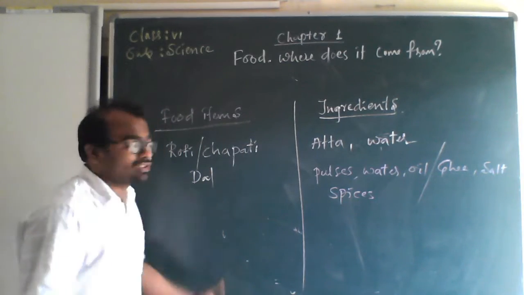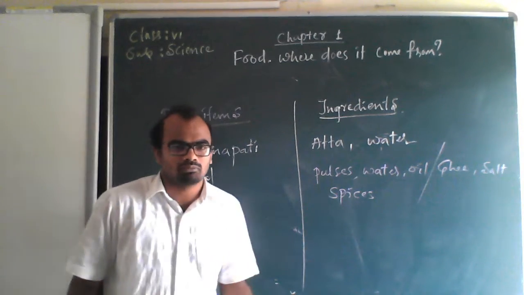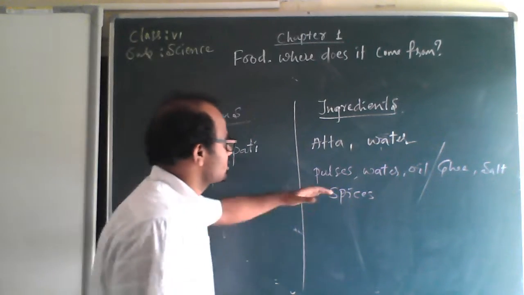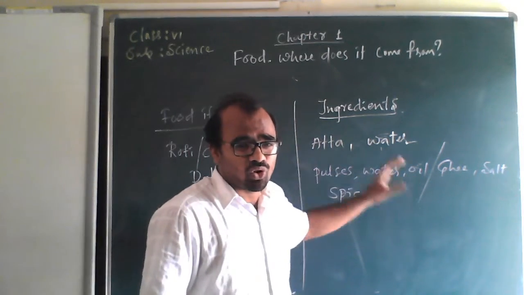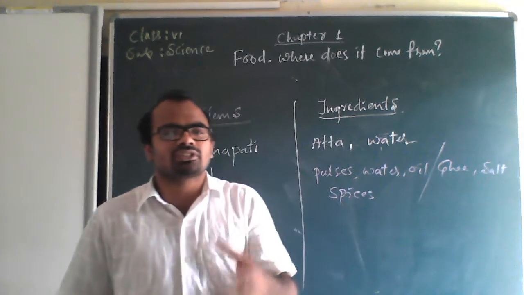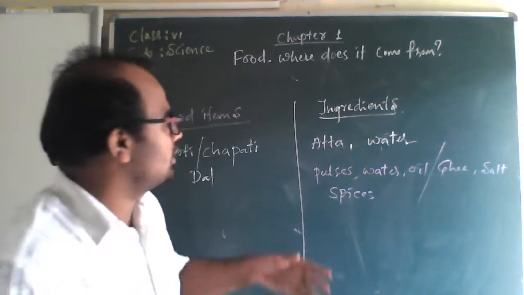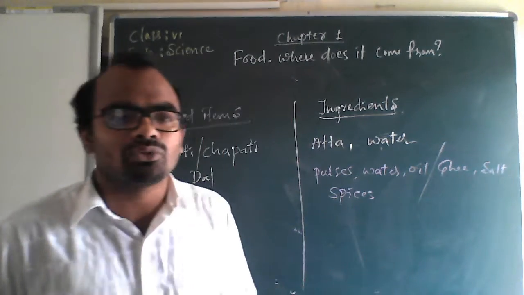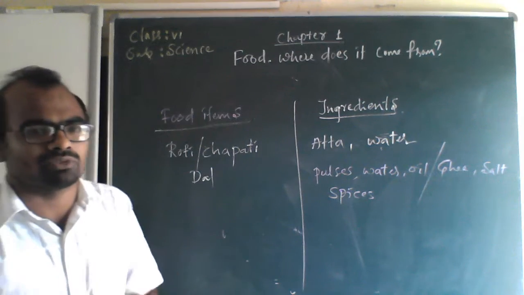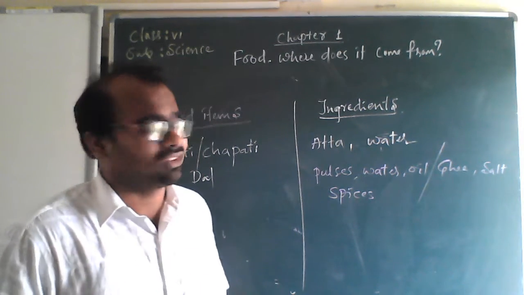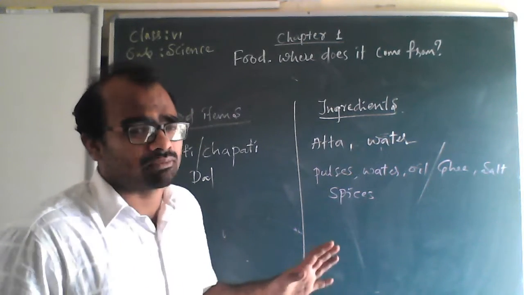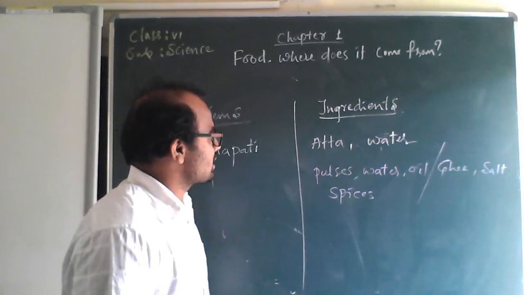See, for the preparation of dal, we need pulses. Pulses means kal, whichever dal you are preparing, that pulses you need. Water is compulsory for almost all the foods. We need water. Oil or ghee. Some people use oil and some people use ghee. Okay. Salt is compulsory. Taste is better than salt. So we have to go through salt. Only sweets we don't use salt, but most of the times we use salt for maximum foods.